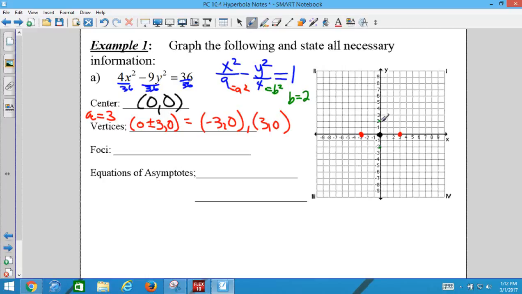What we do instead with it is we're going to make a rectangle. And this rectangle is going to be up 2, and down 2. It's also out 3 to the left and out 3 to the right. So we're using the a and the b to make this rectangle. The rectangle is really not part of the hyperbola. It's just a reference rectangle to help us graph the hyperbola and find the asymptotes.